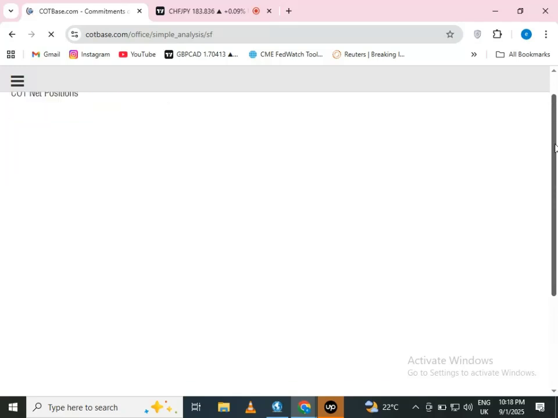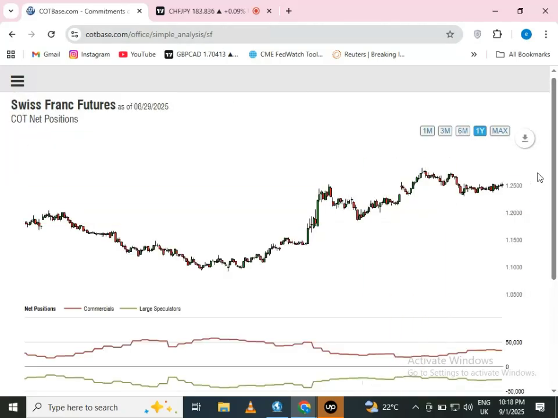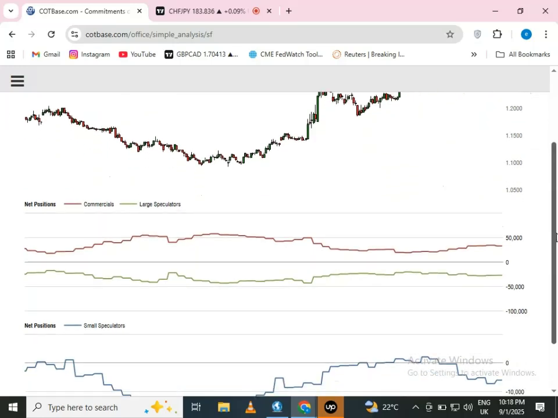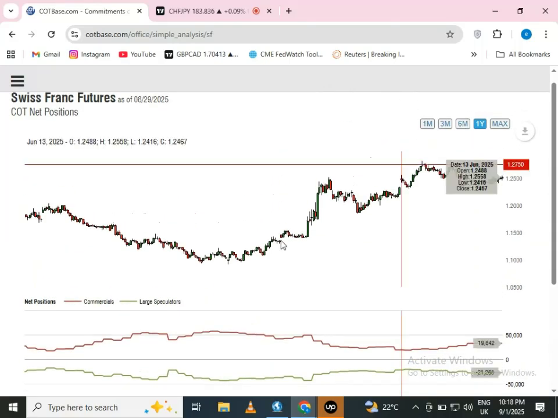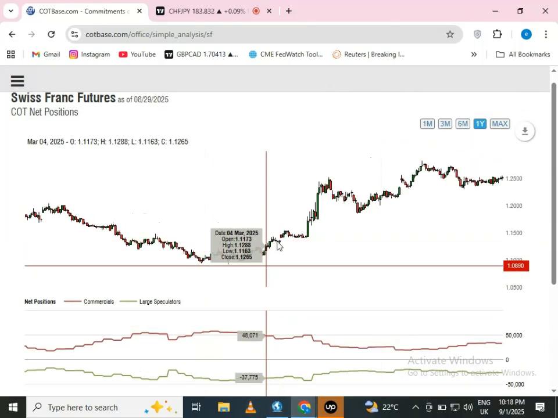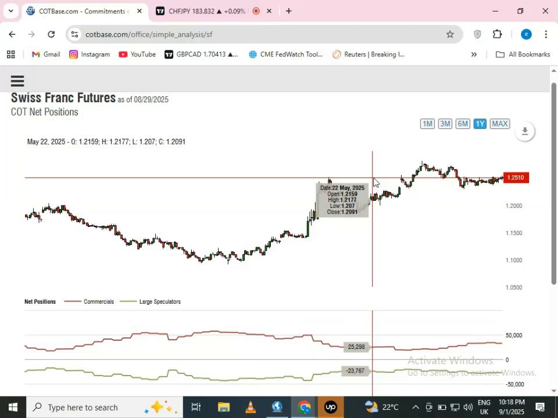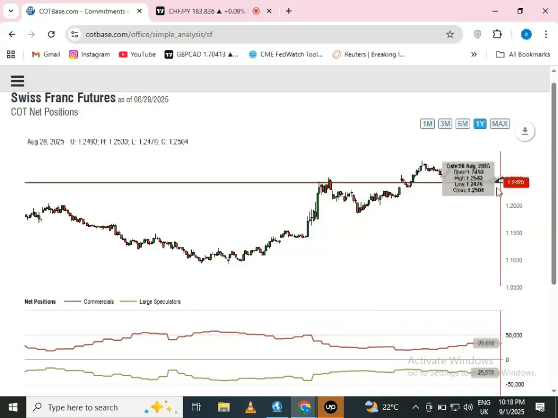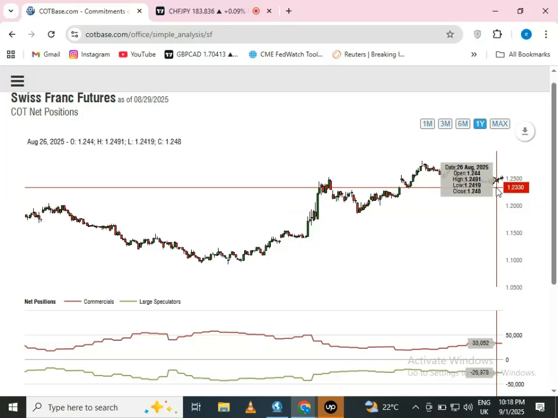Let's look at what is happening on the Swiss franc. Guys, you see the Swiss franc, large speculators have been selling this pair, but there was an uptrend on the Swiss franc. This was due to the macroeconomic difference between Switzerland and Japan. But overall, I now see a long sell trend coming on this pair.